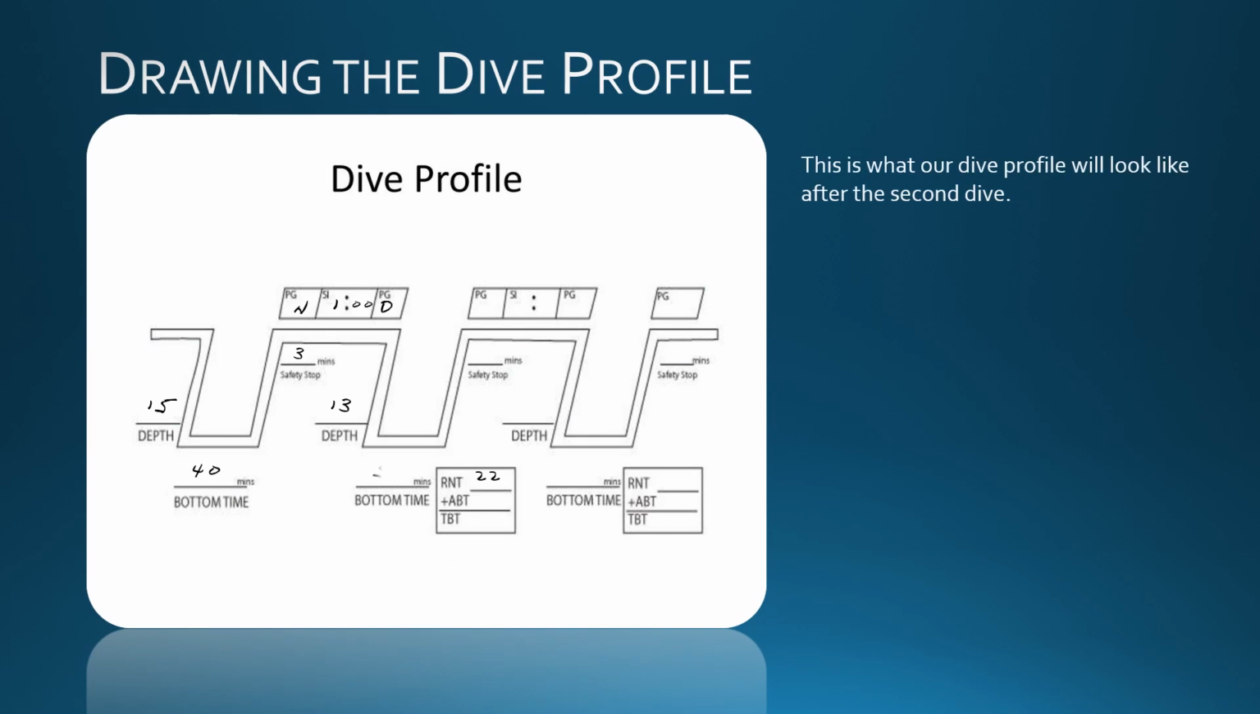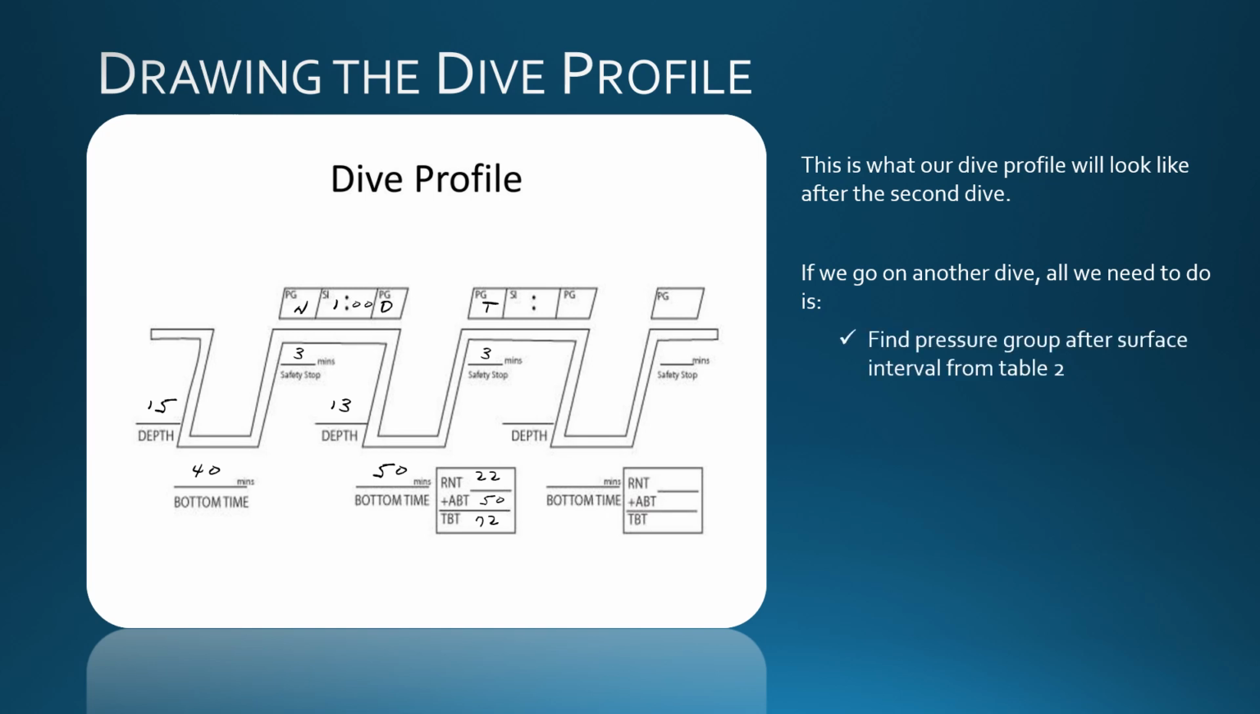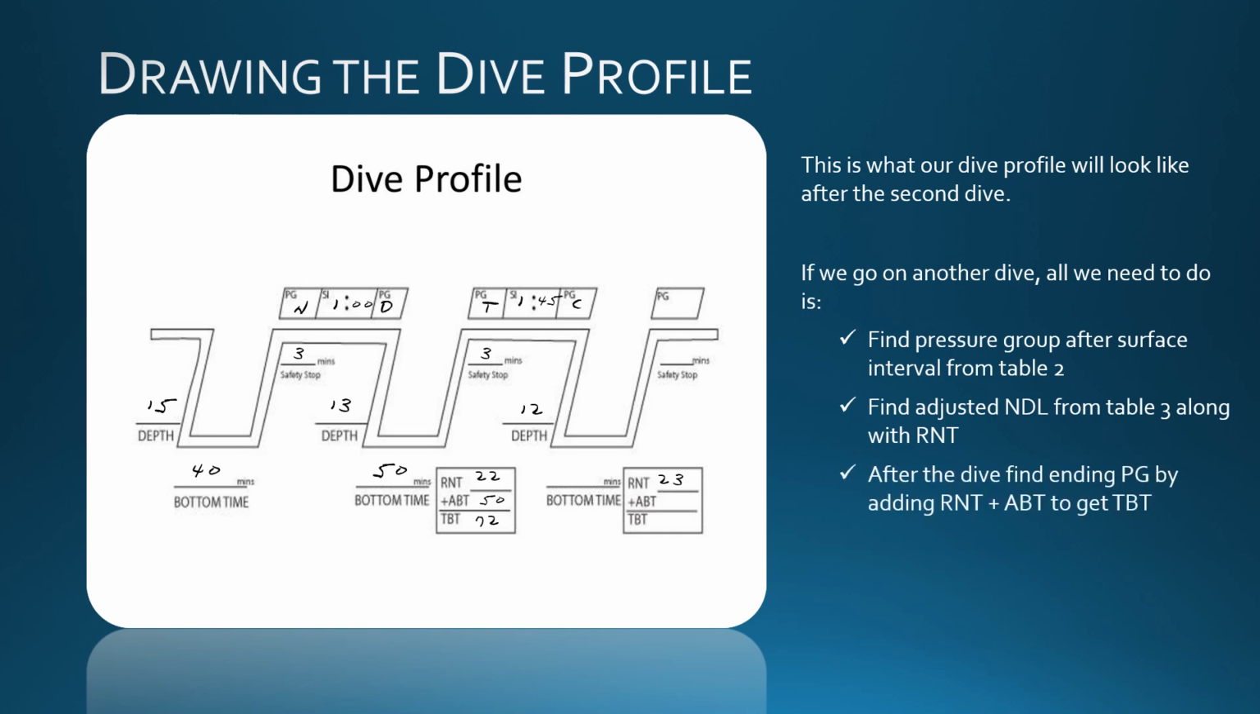So now we can fill out our dive profile for the second dive. We can fill out our logbooks and have a nice lunch. If we want to go on a third dive, it's just a repeat of what we already did. We find our pressure group after the surface interval from table 2. Then we find our adjusted no decompression limit from table 3 along with our residual nitrogen time. After the dive is done, we can find our ending pressure group by adding RNT and ABT to get our TBT, which is total bottom time. It's that simple.